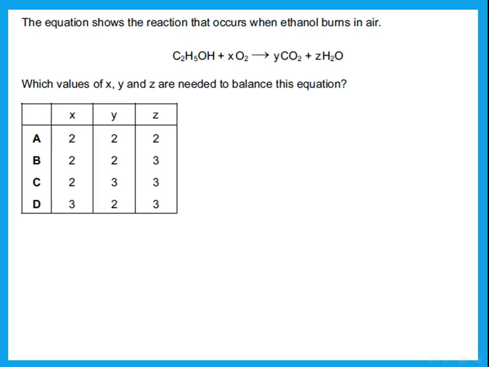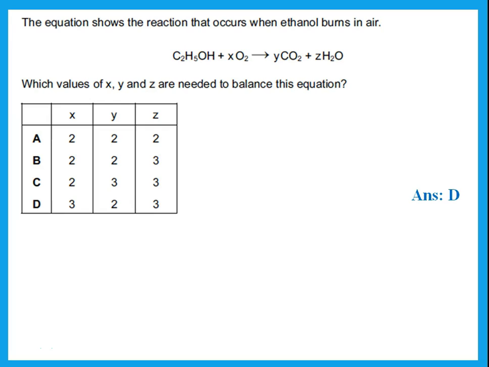Now, what should be before oxygen? How many oxygens after the arrow? If the CO2 has 2 before it, that's 2 times 2, that's 4 oxygens. And the H2O we decided has 3 before it, so that is 4 plus 3 oxygens, that's 7 oxygens. Can you see that we have 7 oxygens after the arrow? Now, before the arrow, we already have 1 oxygen in the C2H5OH. And that means the X has to be 2 times something to give me 6. So that has to be 3. So my answer is D.